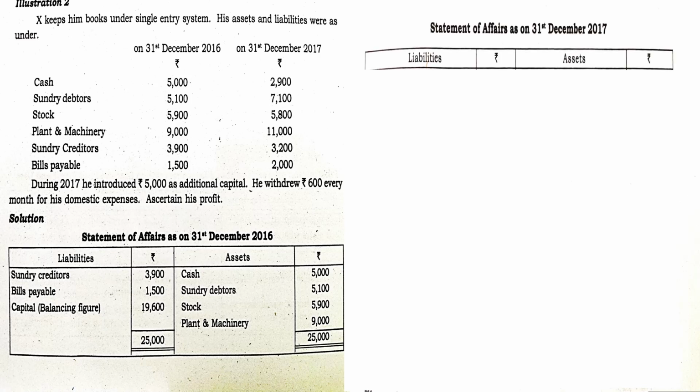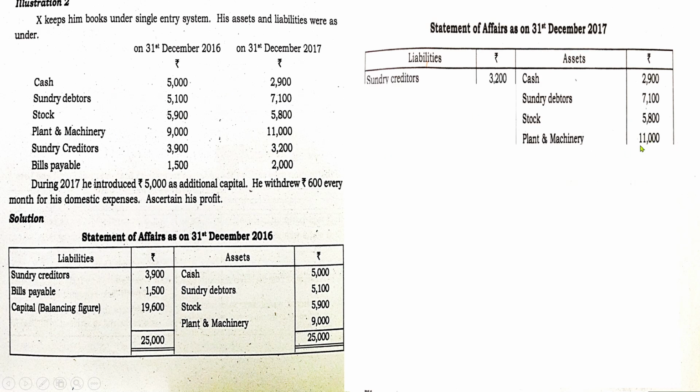the statement of affairs as on 31st December 2017. Just like the statement of affairs we prepared on the basis of opening balances, the same pattern will be followed in this case also, but the only difference is we will be taking the amounts of the closing period. So first one, cash. By the end of the financial year cash is 2,900. Next one, debtors, closing balance is 7,100. Stock, closing balance is 5,800. Plant and machinery, closing balance is 11,000. Sundry creditors 3,200.